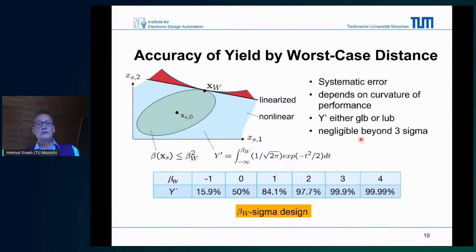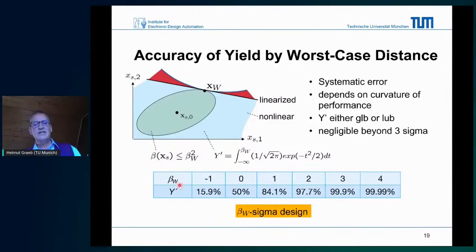Does the error matter? No. So first of all, it's a systematic error, right? It doesn't depend on sample size. It depends on how nonlinear this curve is. It depends on the curvature. Now you can show that it's either a greatest lower bound or least upper bound for all tangential models you can do to this level contour here. So you could say it's the best we can do with any linear model. But the next thing is, if our beta is already 3, then the yield here is 99.9%. The mistake that we make in yield by these arrows here, it's a don't care, right? Because we want to look at high sigma designs. So if the beta is 3 or 6 or 12, the yield is 99.99999%. Who cares about that 0.00001% error we make? No.